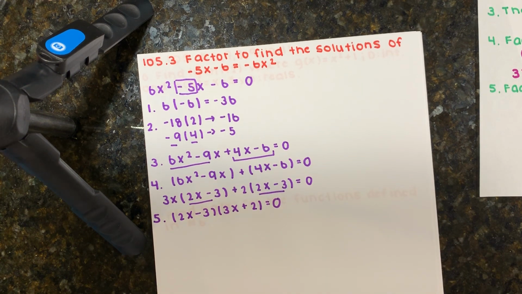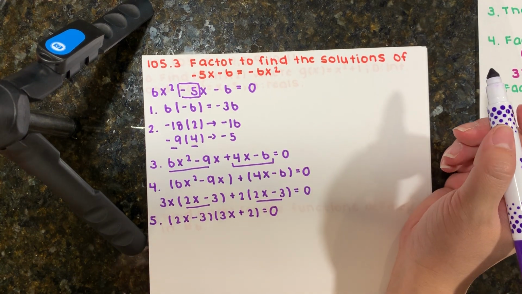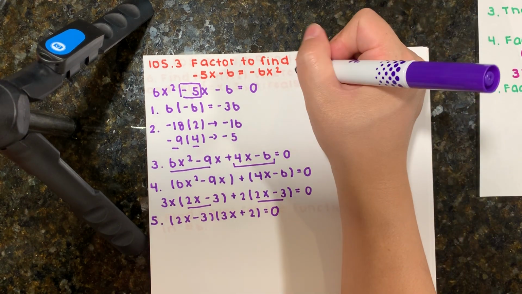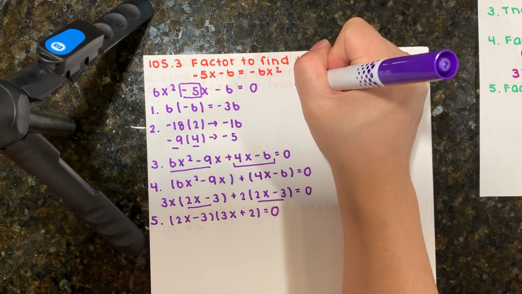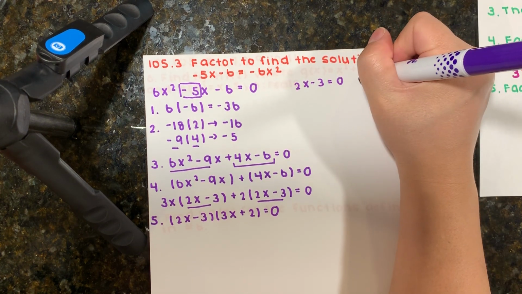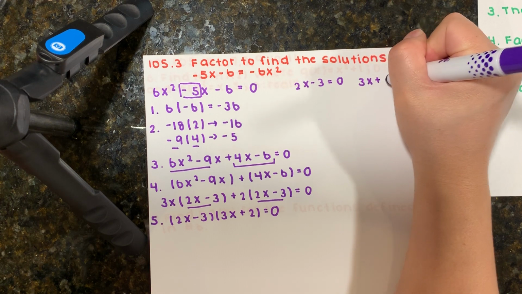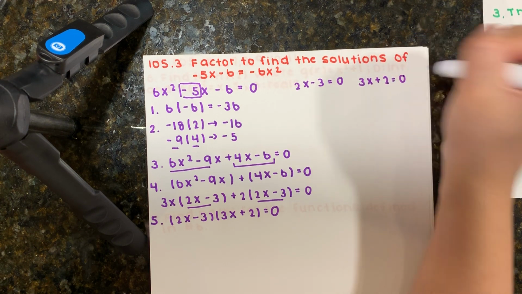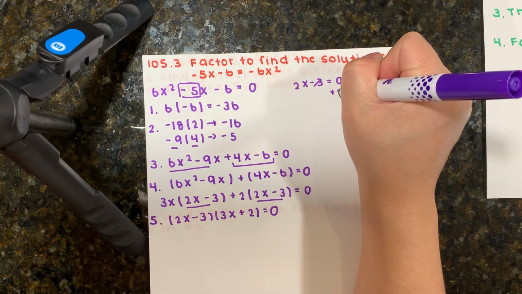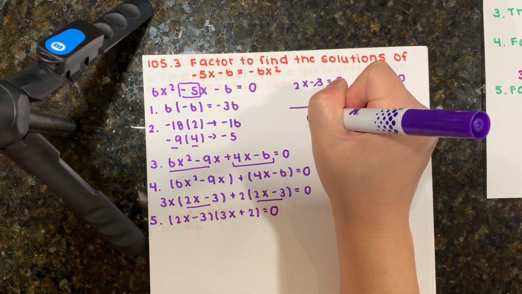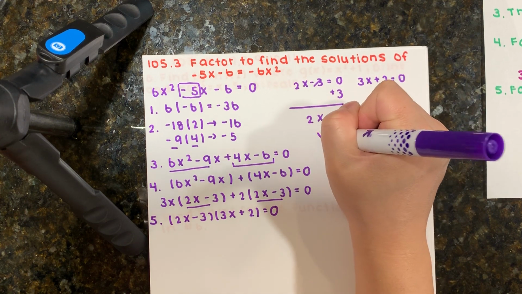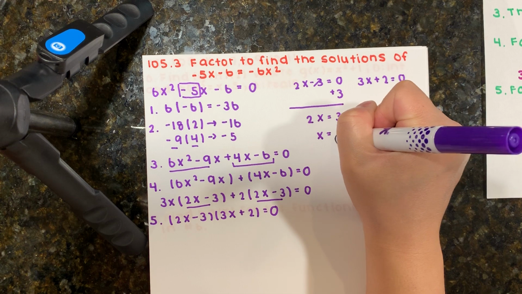But the difference for this one, it says to find the solutions, which means we actually have to solve for x. So now that we've factored it, now you have to do two separate equations. We're going to set 2x minus 3 equal to 0. And then we're going to set 3x plus 2 equal to 0, and then solve for x. So when I move the 3 to the other side, I'm going to add 3. So I have 2x is equal to 3. So therefore, x is equal to 3 over 2.